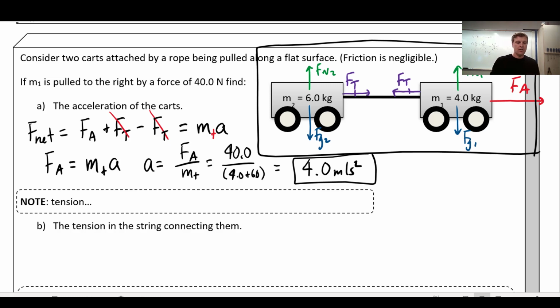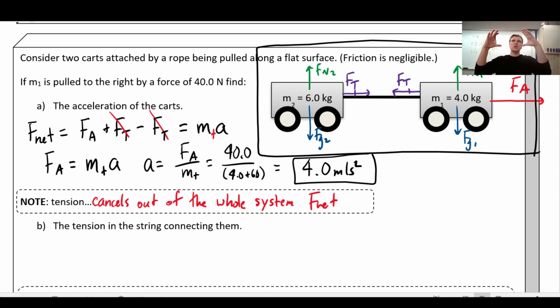So the note there is that whenever you look at the whole system, the tension force cancels out. So when I create my net force equation and I look at the whole system, the tension force is going to cancel out. Now, think of this another way. I could have just treated these two carts that are connected by rope as one big 10 kilogram cart, and the acceleration would be the same, right? And that's the same idea.